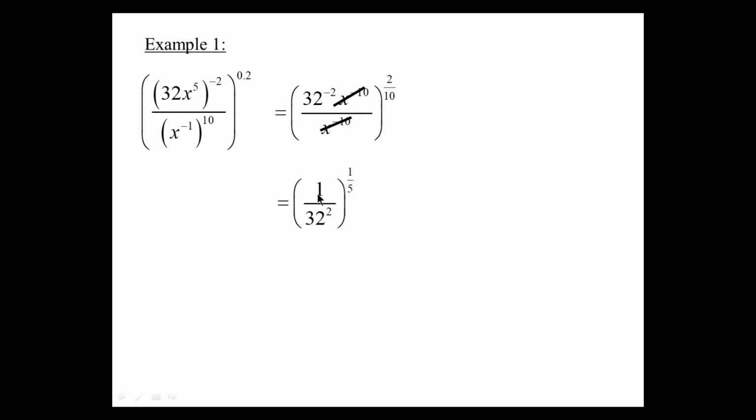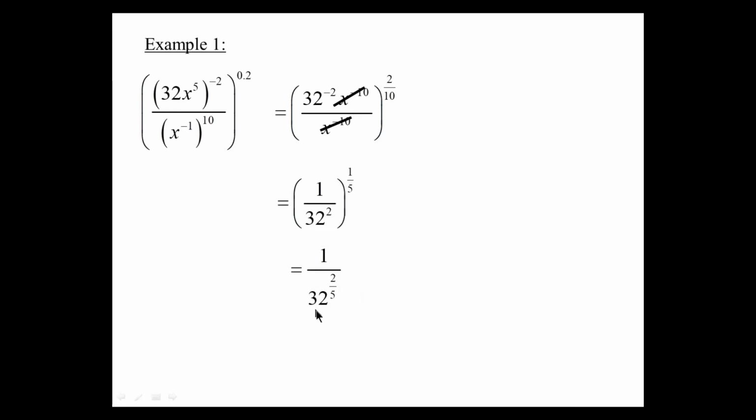Now we have to take 1 over 32 squared to the 1/5. Well, if we apply the 1/5 to the top, we get 1 to the 1/5, and of course 1 to the anything at all is 1. 1 to the 0 is 1. 1 to the 1/5 is 1. So I've applied 1/5 to the 1, and I'm applying 1/5 to the 32 squared. And in this configuration, I multiplied the exponents. 2 times a fifth is 2/5.